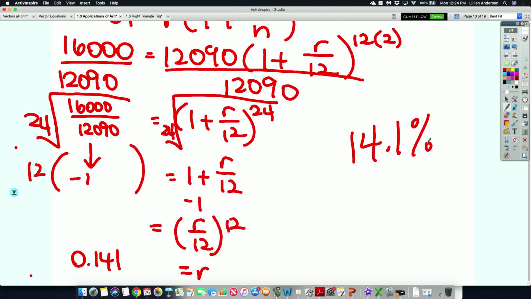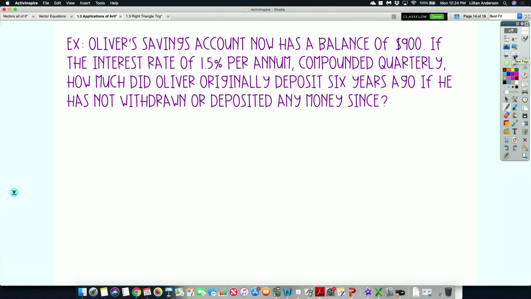Sure can. And while I'm helping Austin, can you guys work on this one? So Oliver's savings account now has a balance of $900. If the interest rate is 1.5% per annum compounded quarterly, how much did Oliver originally deposit 6 years ago? He has not withdrawn or deposited any money since. So $900 is in the savings account now.